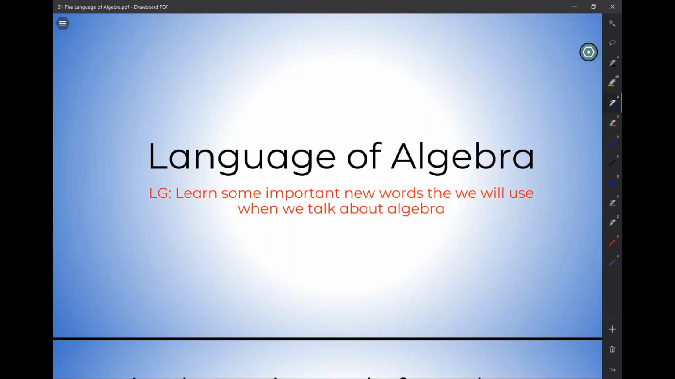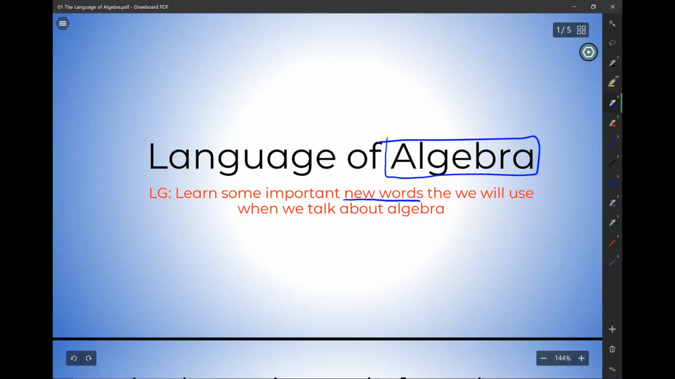Mr. Stevens here. Today we're starting a new unit all about the topic of algebra. And we're going to start off this unit today by learning some what I think will be new words that will help us, or that we need to know, to talk about algebra.